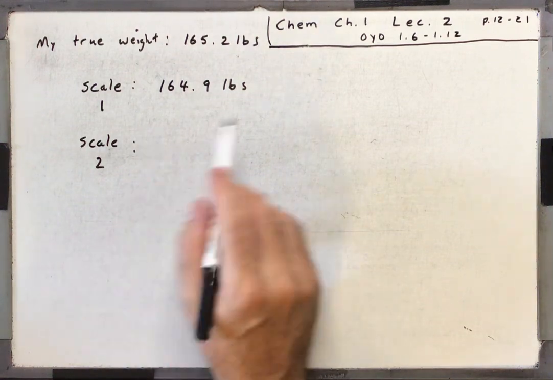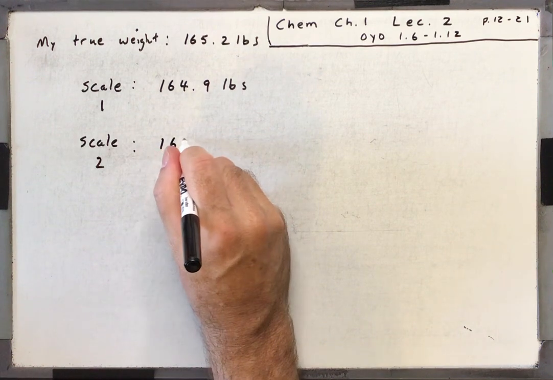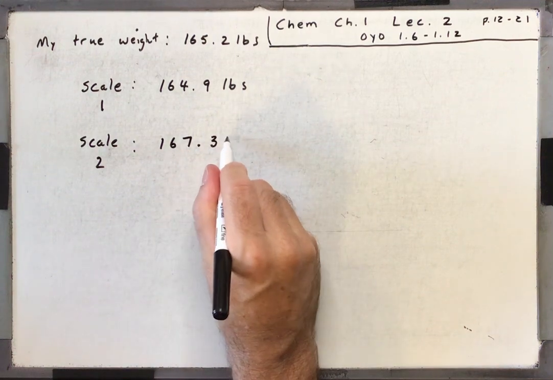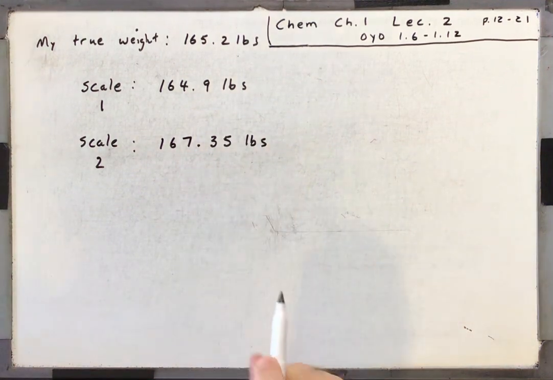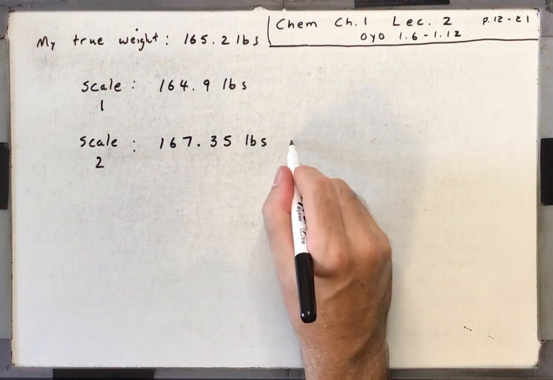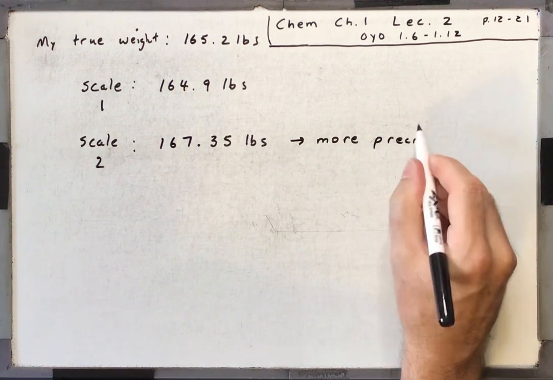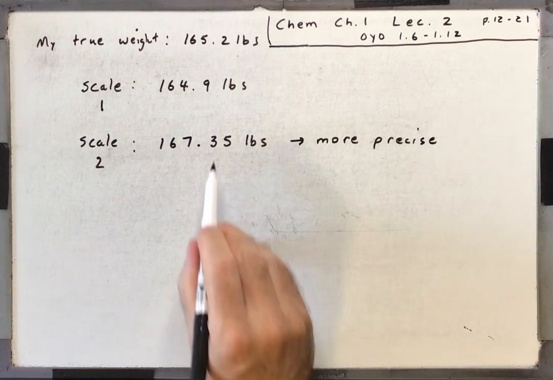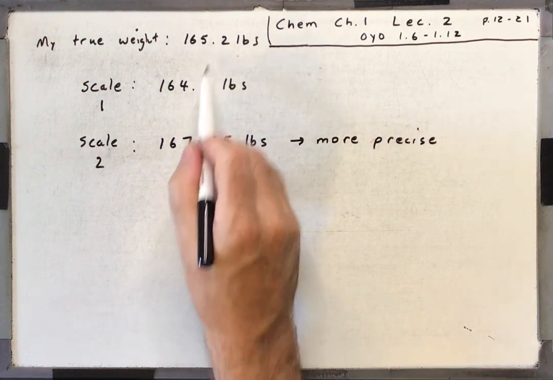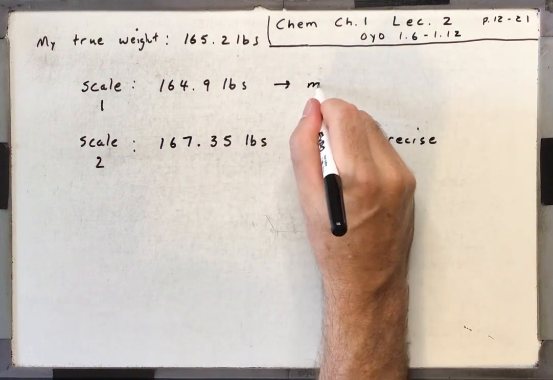And let's say that scale number 2 is a fancier, more expensive scale, and let's say it reads 167.35 pounds. So I'm just making that up. This scale goes out to the hundredths place, so it is the more precise of the two, because it goes out to the hundredths place. But scale 1 was closer to the true value, closer to my true weight. So it only goes to the tenths place, but it's more accurate.